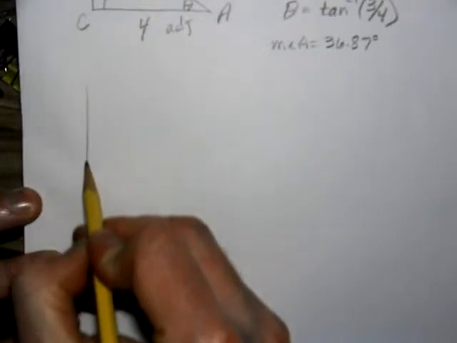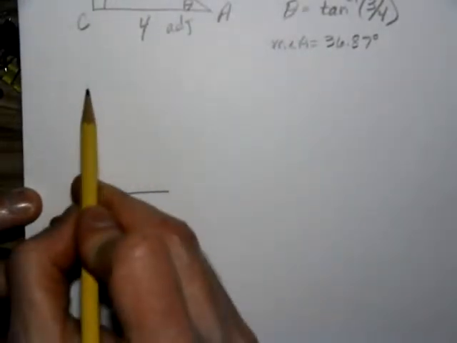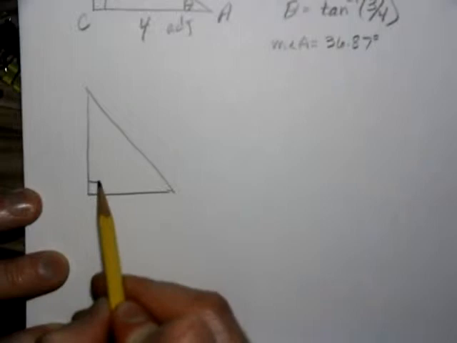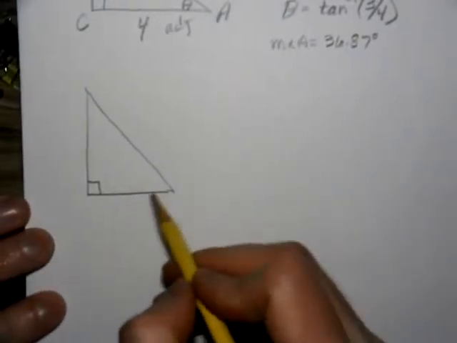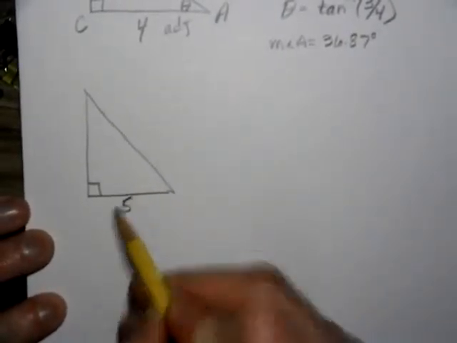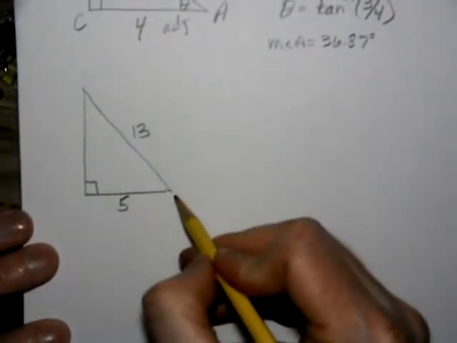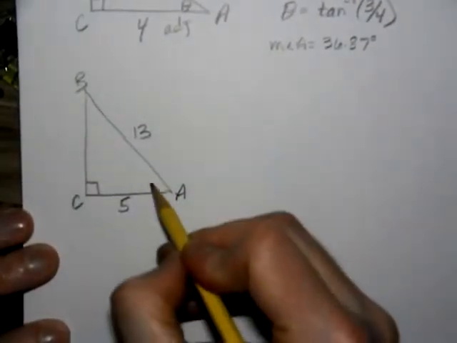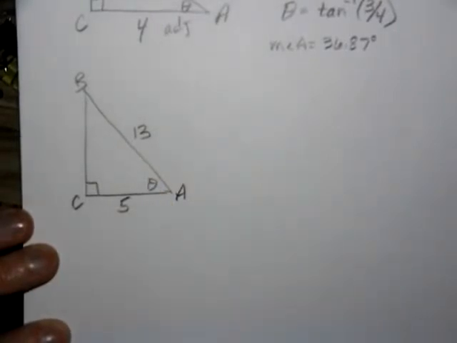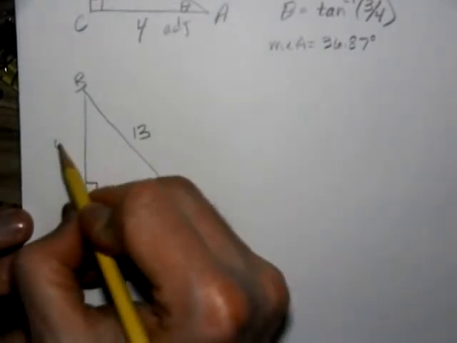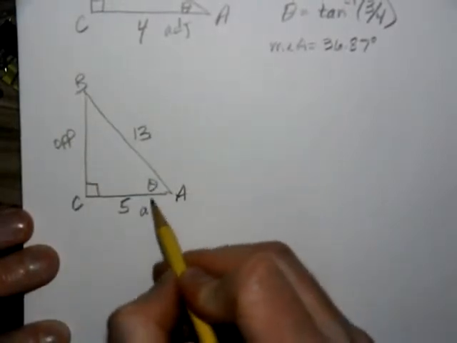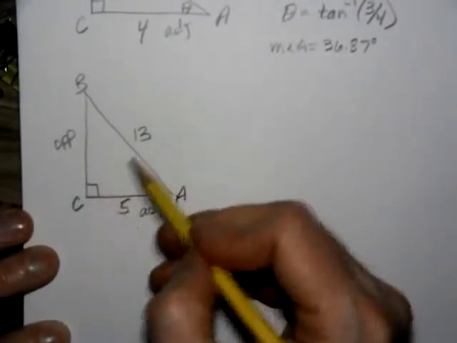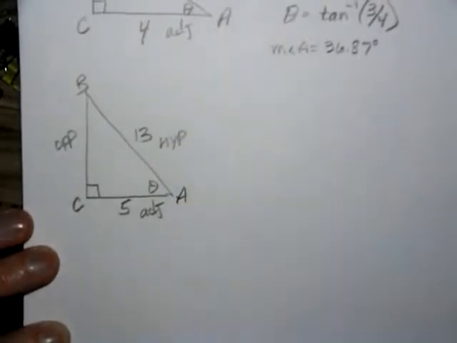Let's try another one. So if we know we have a length of 5 and a length of 13, we're looking for the measure of angle A. So that's our theta. So across from theta is always the opposite side. Next to it is always the adjacent side. Across from the 90 is the hypotenuse.